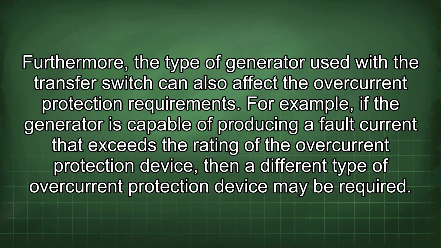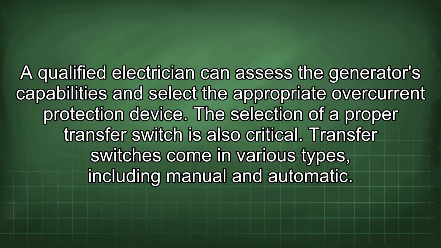Furthermore, the type of generator used with the transfer switch can also affect the overcurrent protection requirements. For example, if the generator is capable of producing a fault current that exceeds the rating of the overcurrent protection device, then a different type of overcurrent protection device may be required. A qualified electrician can assess the generator's capabilities and select the appropriate overcurrent protection device.